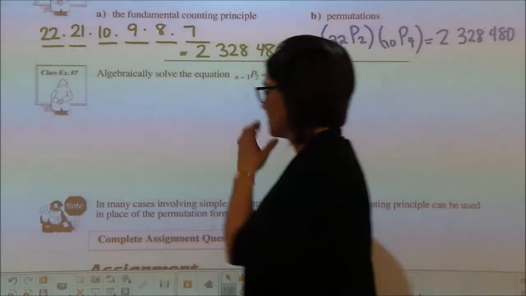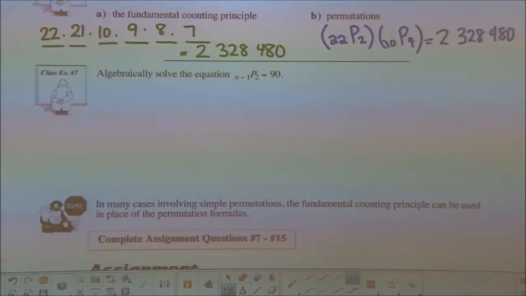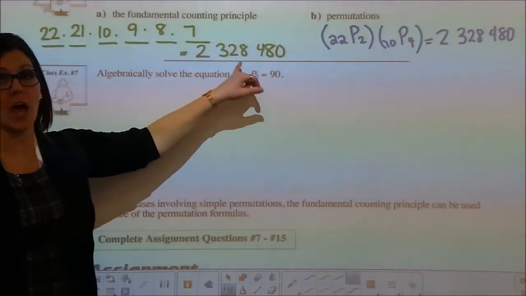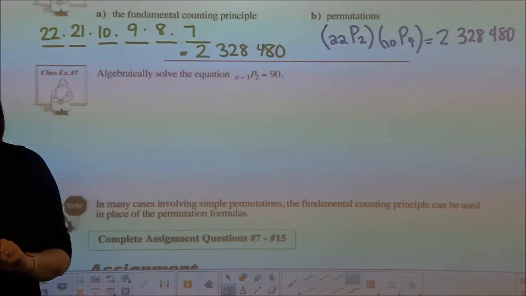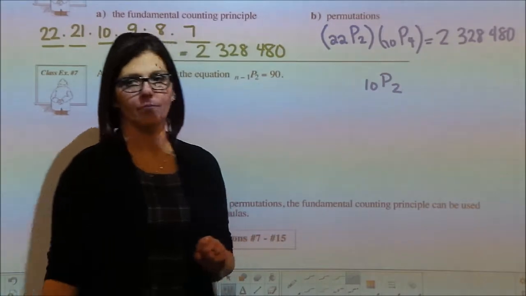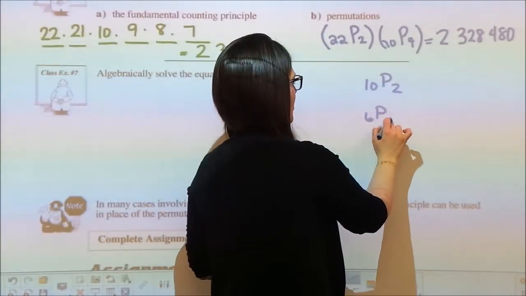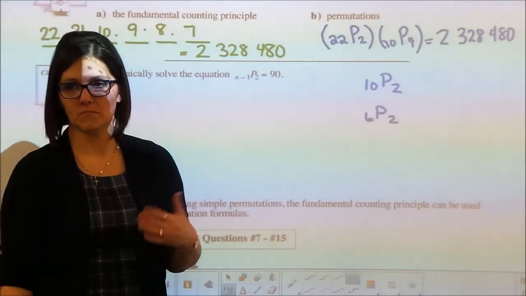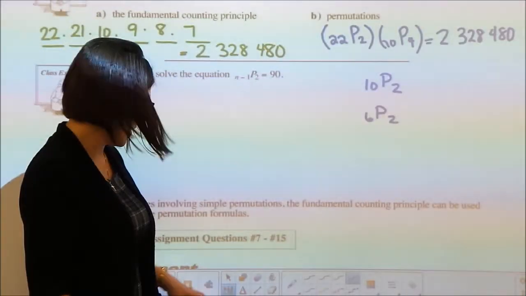Okay, last question. An algebraic equation involving permutations. So I'm picking 2 out of I don't know how many, and I want that to be equal to 90. There are 3 ways that you can solve this. You could guess and check. You could start typing things like, what is 10P2? What is 6P2? And so on. So you could do a systematic approach that way.